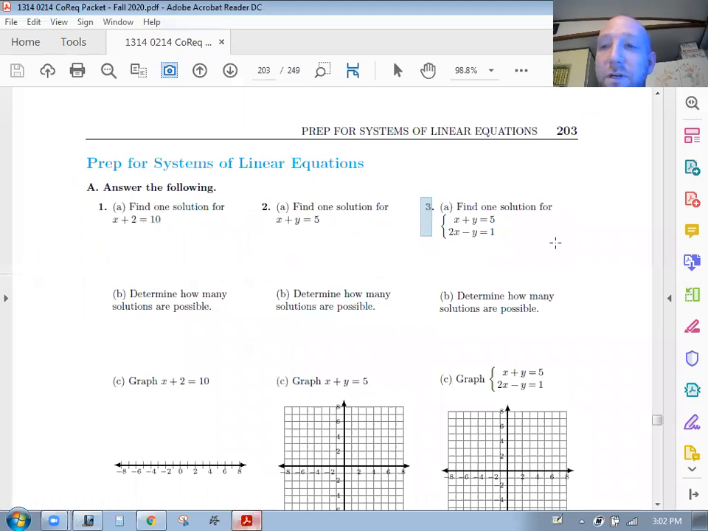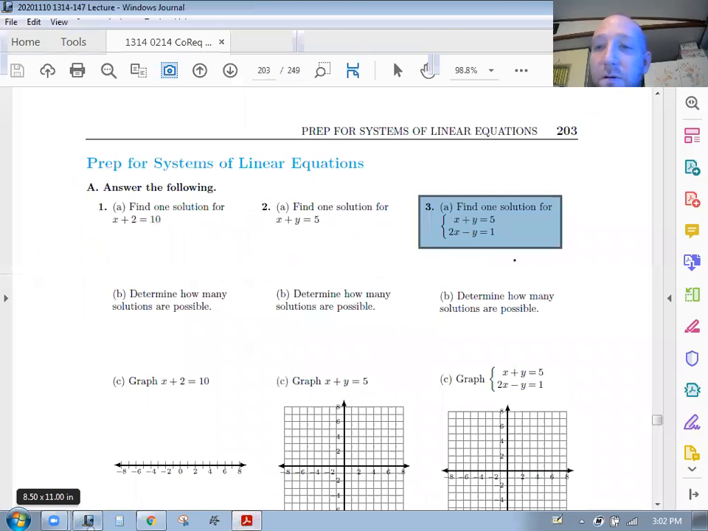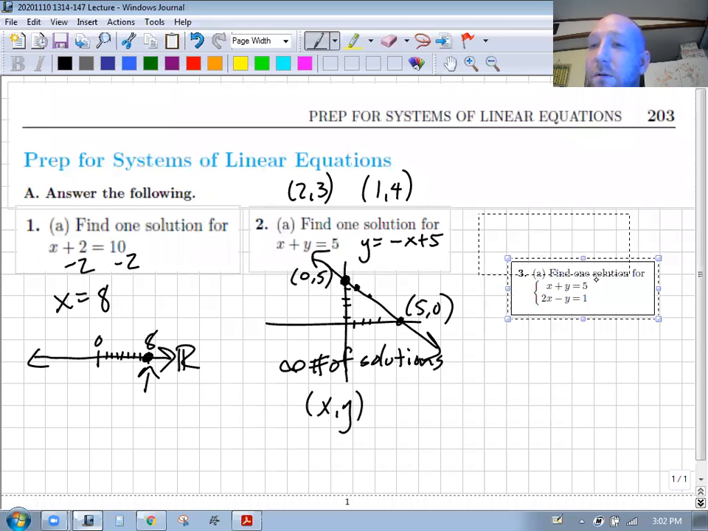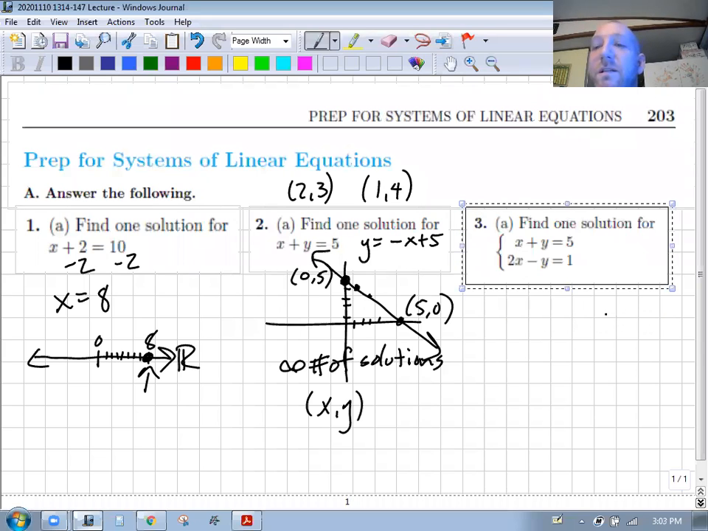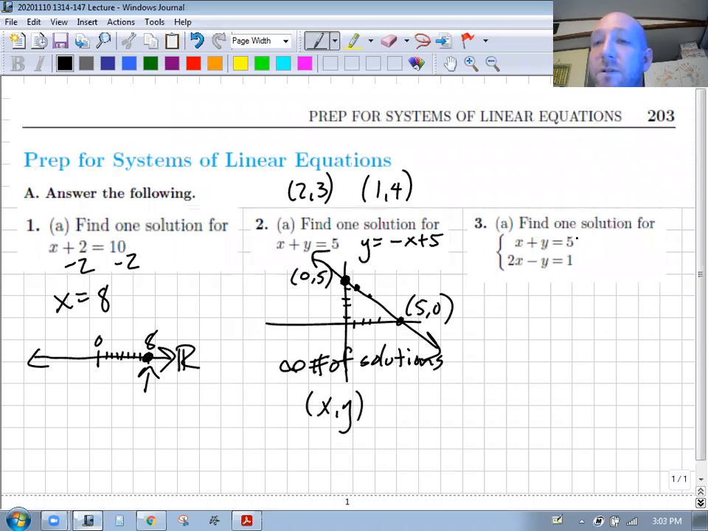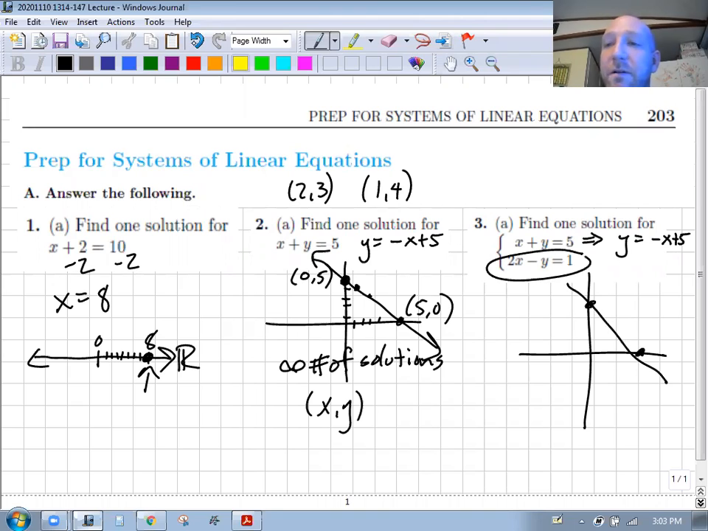Let's look at number 3 here. Check this out. This one has two equations, and there are two unknowns in each equation. This one is the same one we had a while ago, right? It looked like that line. But this is also a line.